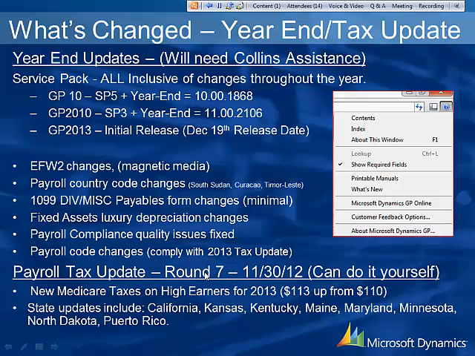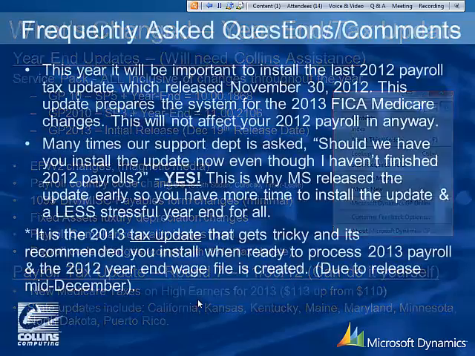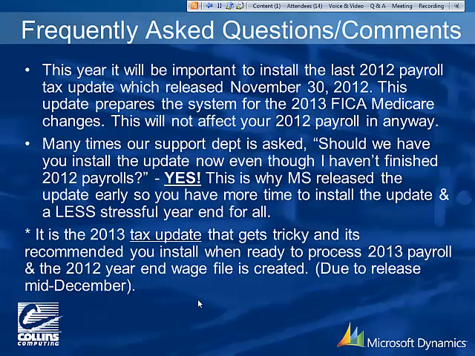The round 7 just got released for payroll taxes, and that was a date of 11/30. So when you go to log in and you're running payroll, the last update had a lot of changes to California, and then some of these other states were previous rounds. So I'll show you in the end how to look for payroll updates.